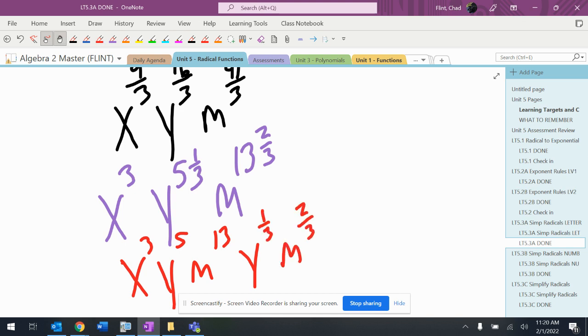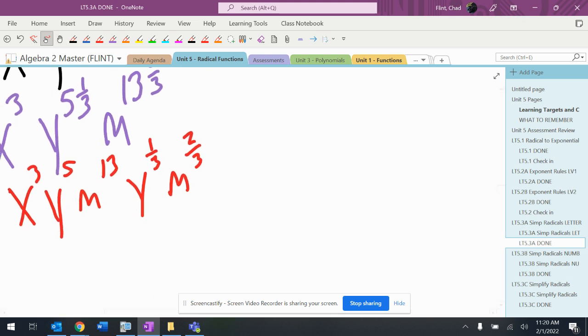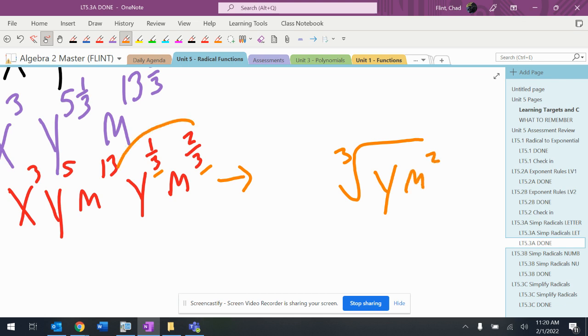And I'm just rearranging this so it's easier to turn it back into a radical exponent. So the radical part's going to have a third root because it's got 3 on the bottom of each of the fractions. A y to the first, which does not need a 1, and an m to the second. That's what's under the radical because that's what's right there with the fractions.